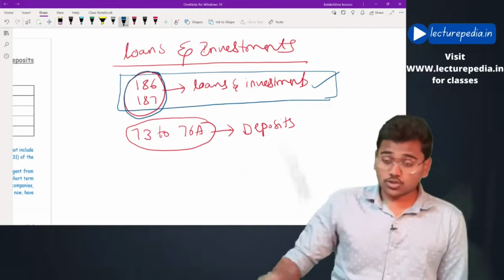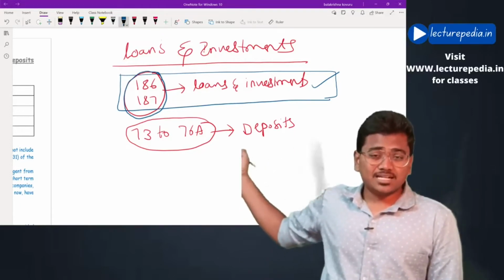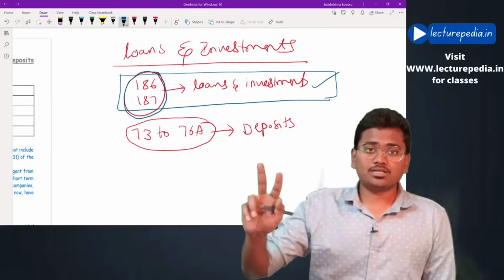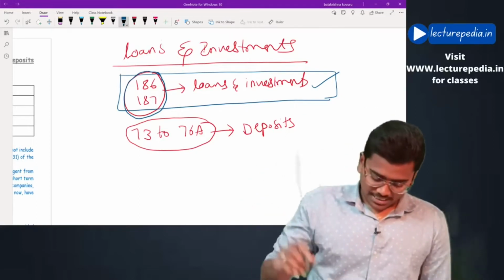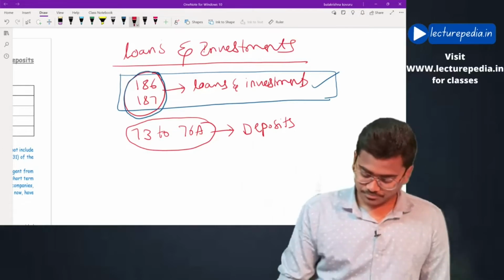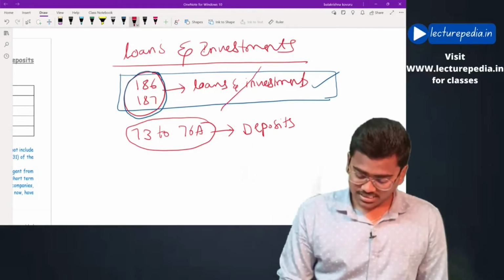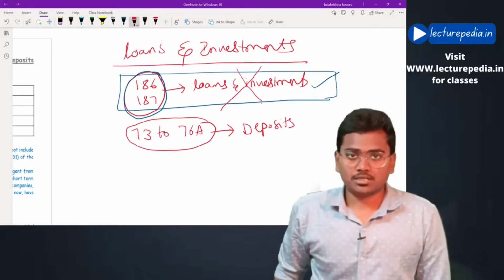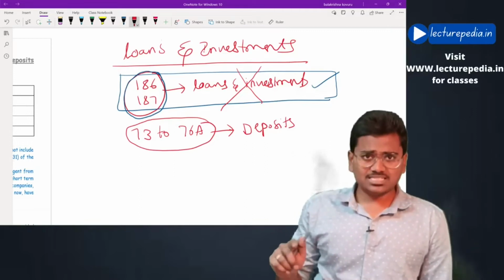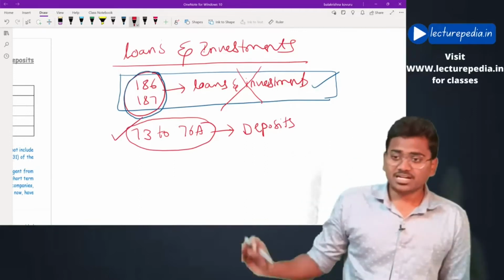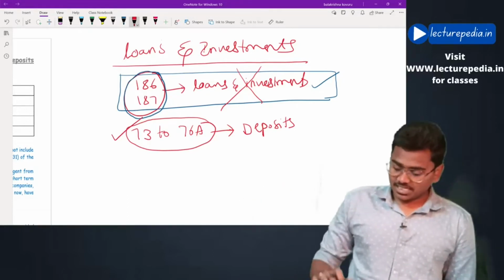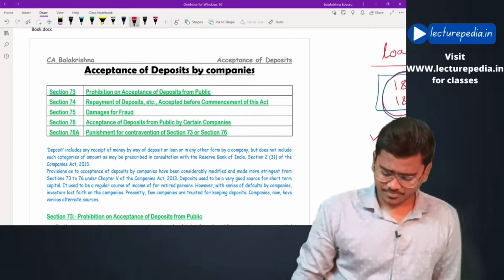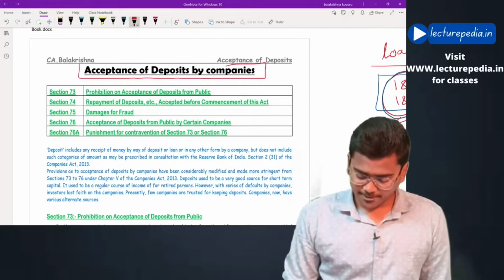Also, in order to understand section number 186, you should also understand section number 185. There is a link between those two sections. So what I have done is, I am not covering this section now. I will be covering it while dealing with the directors chapter. In this chapter I will be covering only deposits. Thereby, in my book you can find the name of the second chapter as acceptance of deposits by companies.